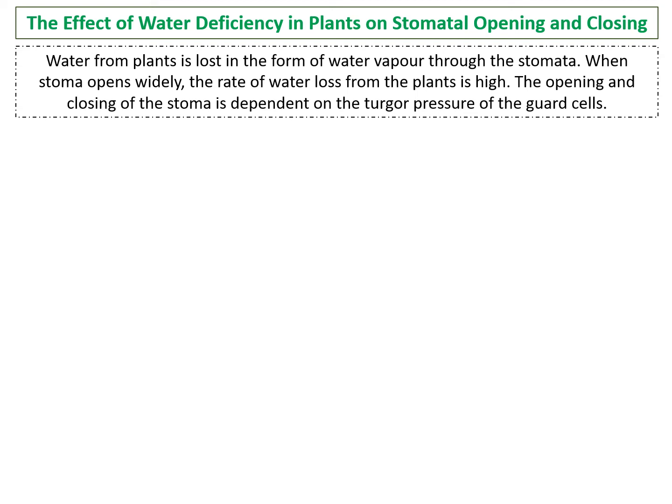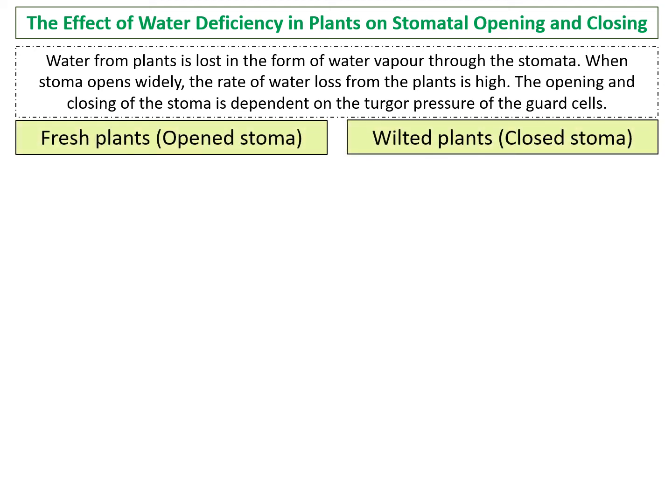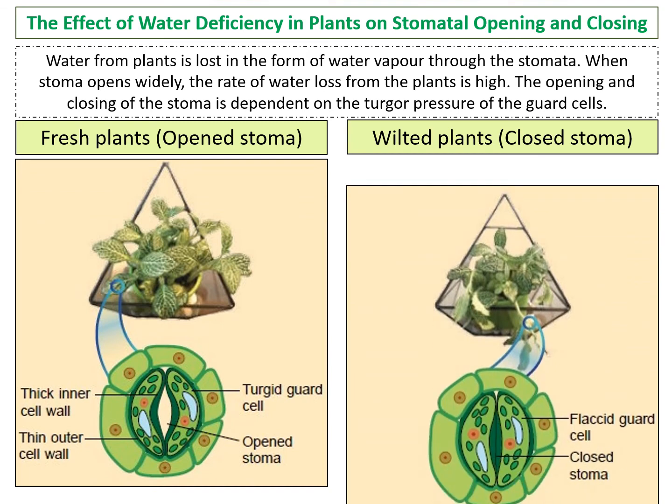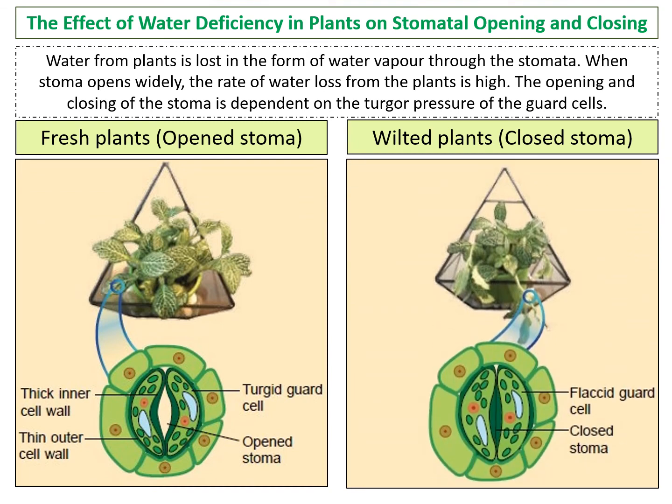The effect of water deficiency in plants on stomatal opening and closing. Water from the plant is lost in the form of water vapor through the stomata. When the stoma opens widely, the rate of water loss from the plant is high. The opening and closing of the stoma is dependent on the turgor pressure of the guard cell. Let's see this diagram. This one is a fresh plant. This one is a wilted plant.